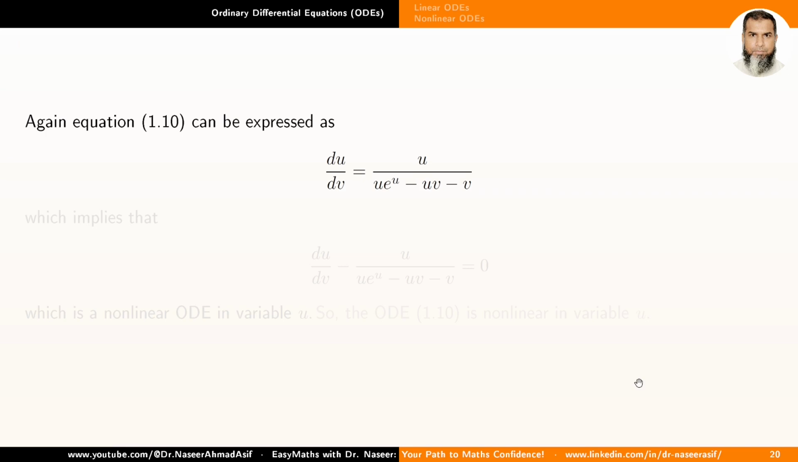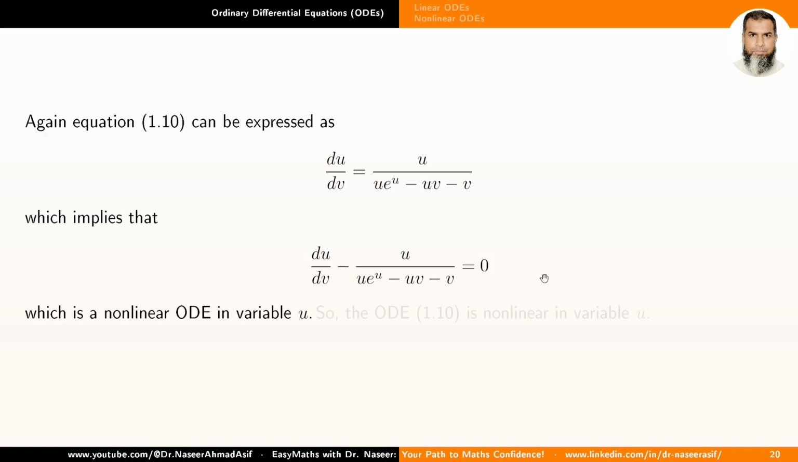We'll see again. Equation 1.10 can be expressed as du by dv is equal to u over (u exponential of u minus uv minus v). This can be expressed as du by dv minus u over (u exponential u minus uv minus v) is equal to 0. In this equation, u is the dependent variable, v is the independent variable. This is a linear term. However, you can see this is a non-linear term, which is a non-linear ODE in variable u. So the ODE 1.10 is non-linear in variable u.